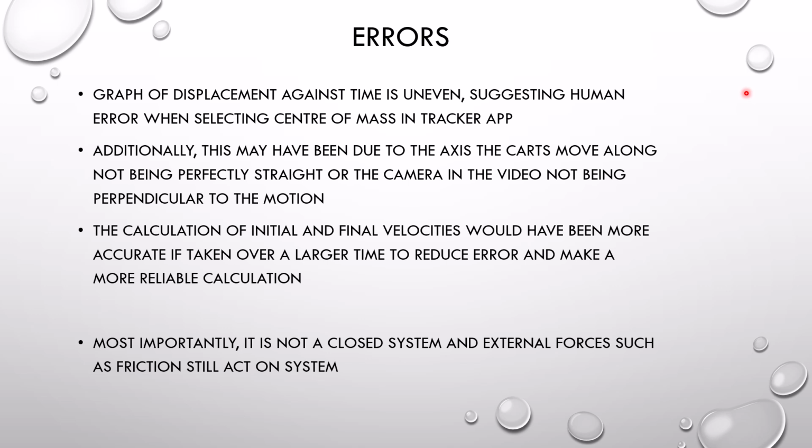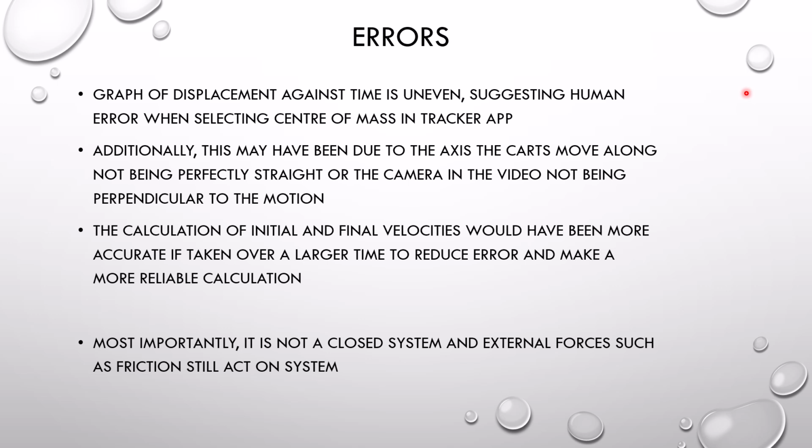Going on what I just said about it not changing, however, the graph of displacement against time is uneven, suggesting that the velocity does in fact change. So why is this an error? Well, it suggests that there's human error when selecting the center of mass in the Tracker app. Additionally, this may have been due to the axis the carts move along not being perfectly straight, or the camera in the video not being perpendicular to the motion of the cart.